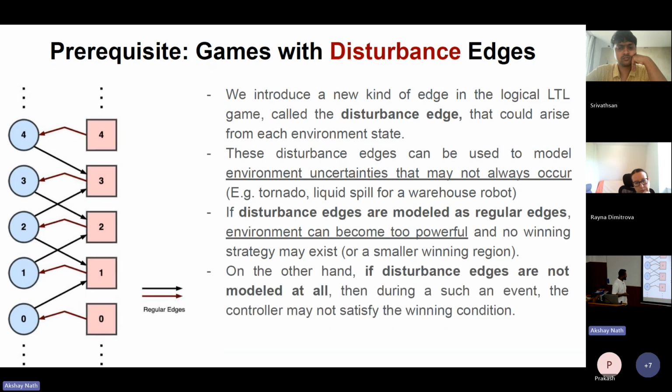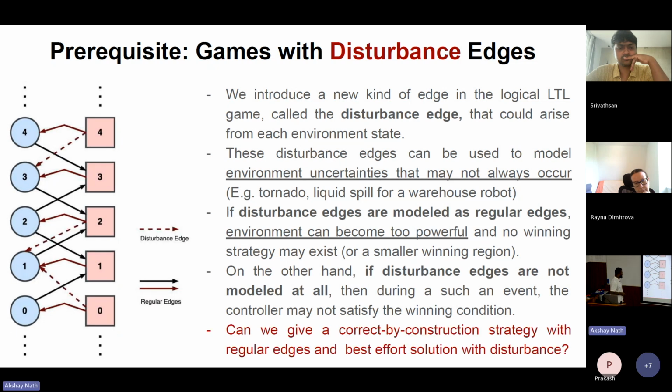On the other hand, if the disturbance edges are not modeled at all, like if these liquid spills are not modeled at all, then during such an event, the controller may not satisfy the winning condition, or in general, it could be hazardous for a human that's working in the field. So the question is, can we give a correct by construction strategy with respect to these regular edges of the environment, and a best effort solution in the case of disturbances? And this is where I come into the notion of resilience.